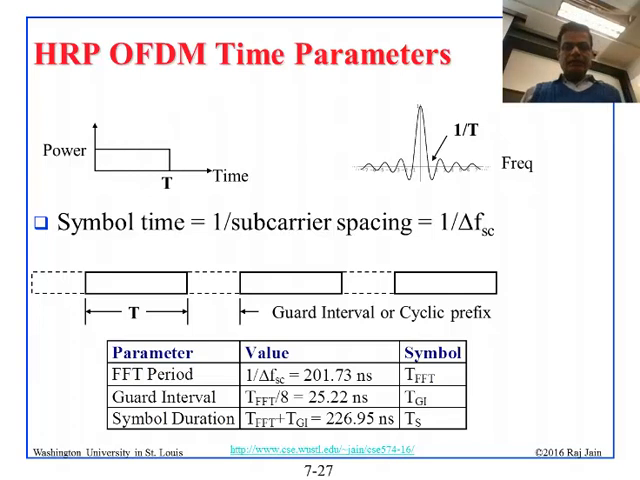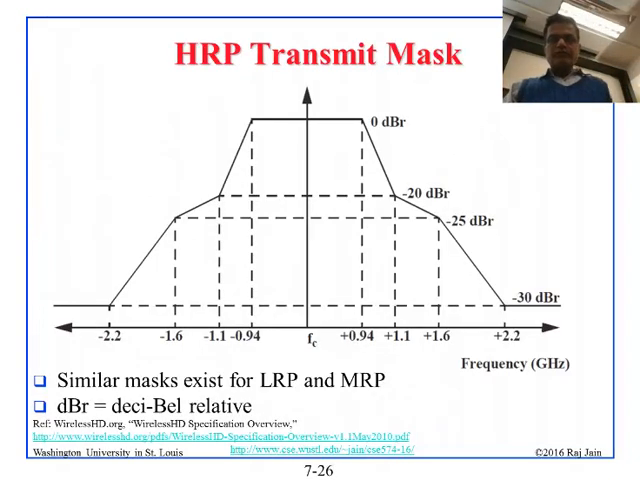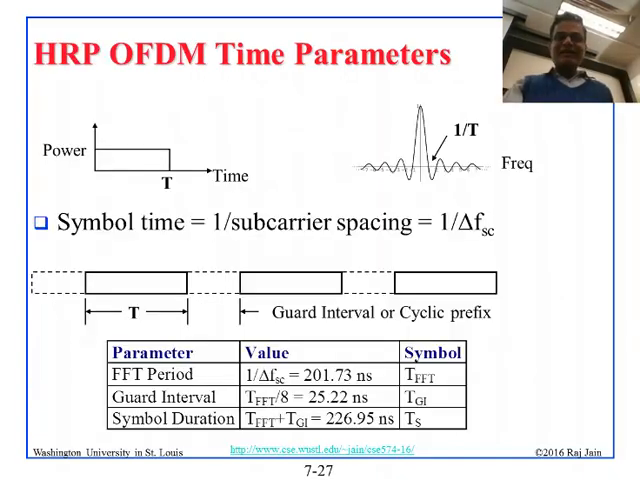All right. So let's see. We finished everything here. Similar masks exist, and dBr is decibel relative. Relative to this baseline 0, this is 1/100th of that and this is 1,000th of that. By the time you reach 4.4 gigahertz, minus 2 to plus 2.2, you should be 1,000 times down in the power level. Okay? All right.